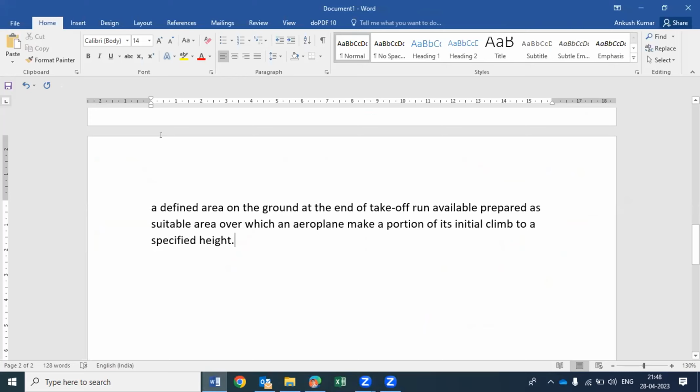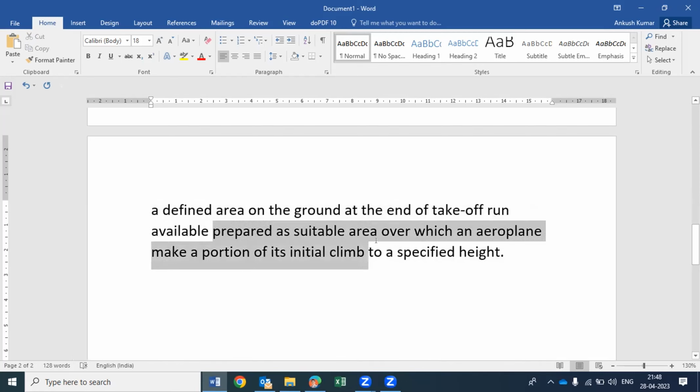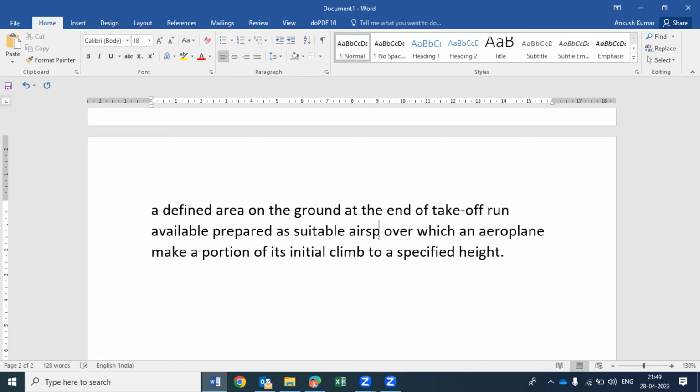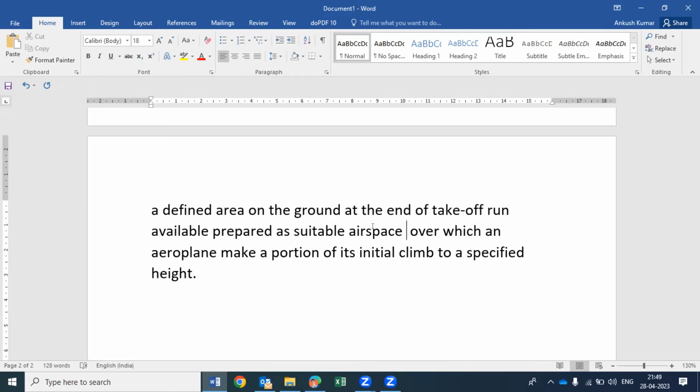So this is the definition for you. Please note it down. A defined area on the ground at the end of takeoff run available, prepared as per suitable area, or you can write prepared as suitable airspace, over which an aeroplane can make a portion of its initial climb. See what is important? Initial climb.